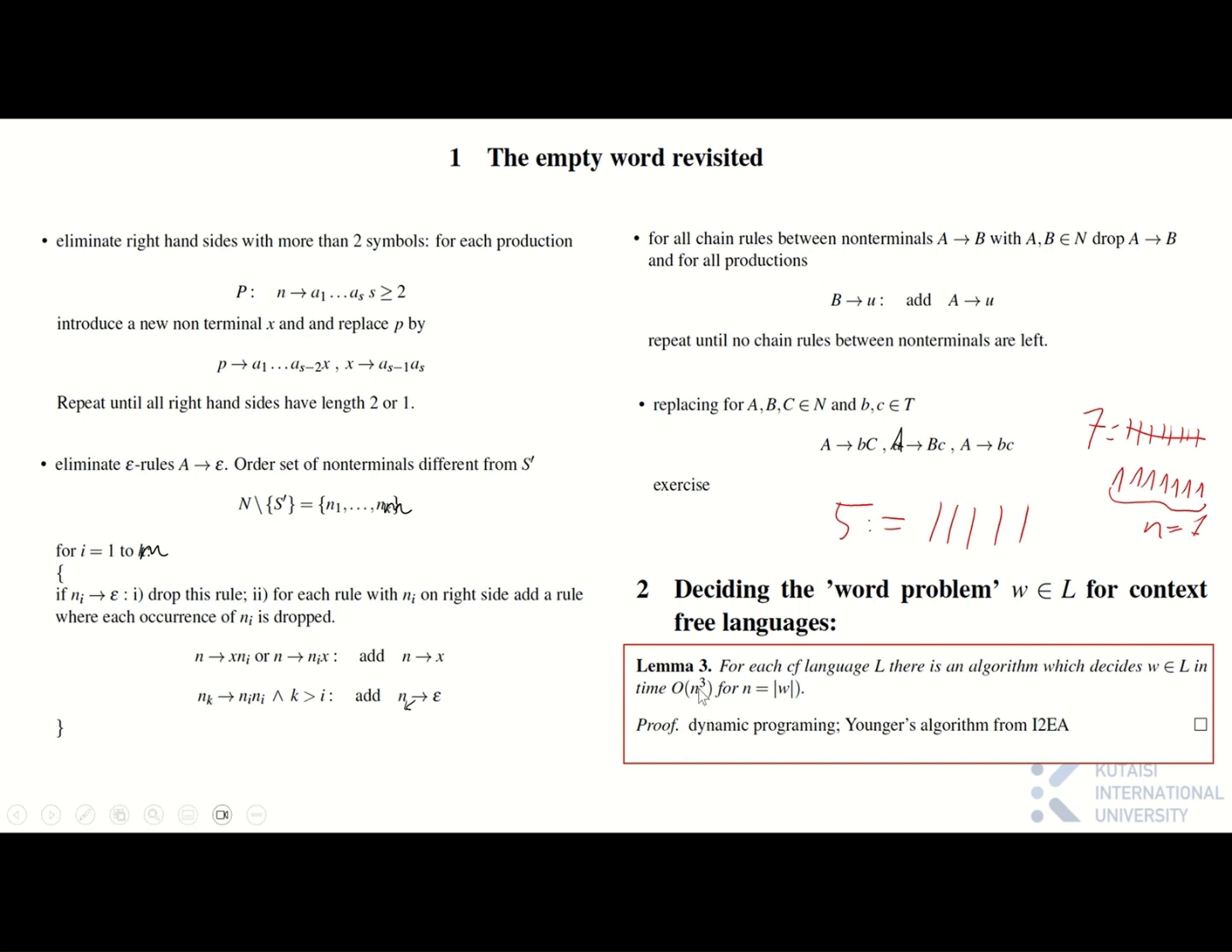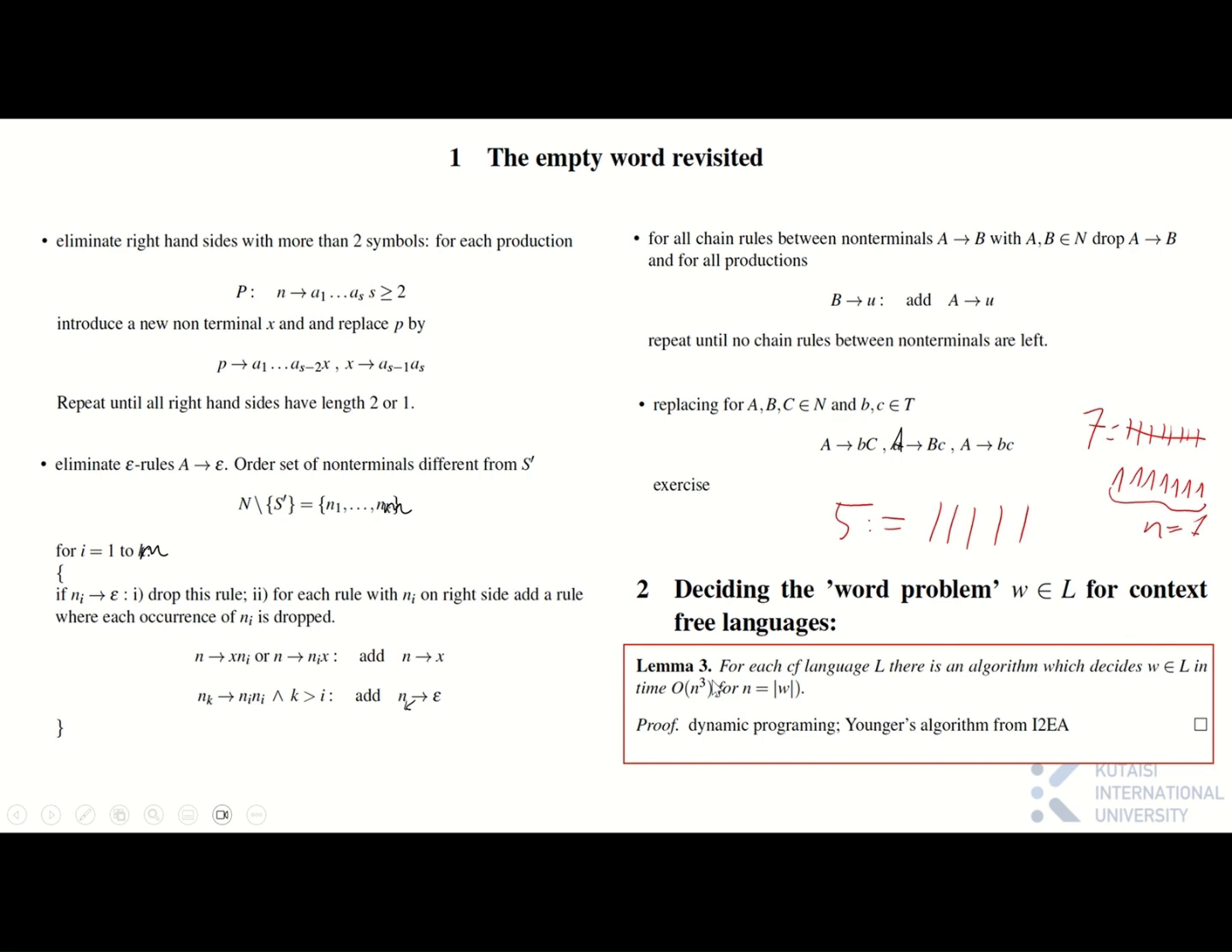And if you can decide whether something is prime in cubed time, this would be a disaster. But if your language is context-free, meaning your problem is easy enough, not as easy as regular languages, but in some sense context-free, then there exists an algorithm that for every context-free language decides it in n cubed time.